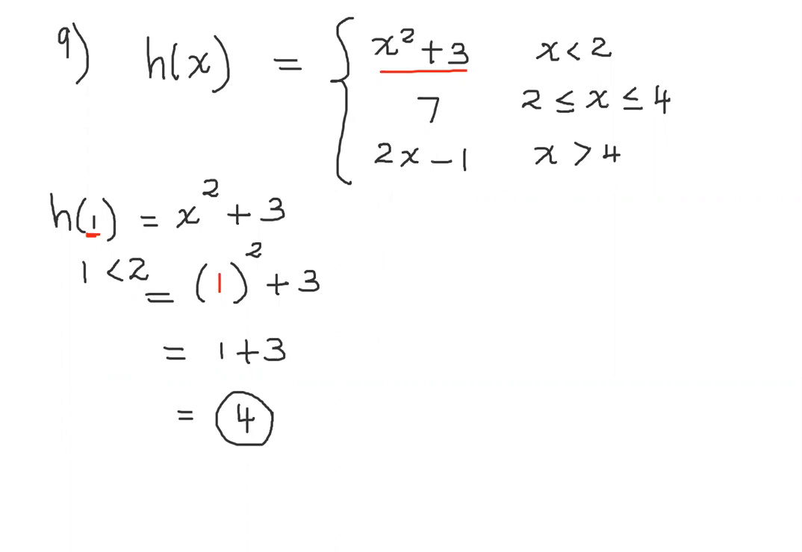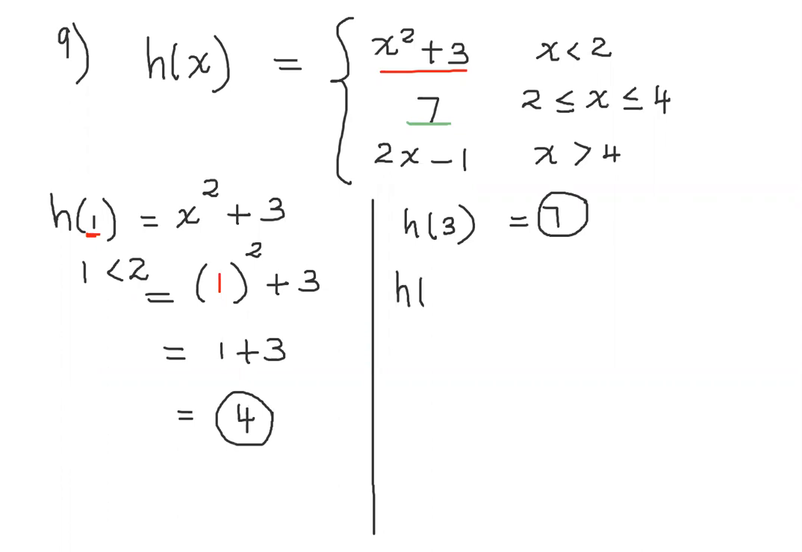Next one, we have h of 3. So now look at that. So 3 belongs to which constraint here? It's not less than 2, so we cannot go. It's not greater than 4. That means it's between 2 and 4. So the answer is just 7. So we are done. There's no x here, so we cannot calculate anything here.